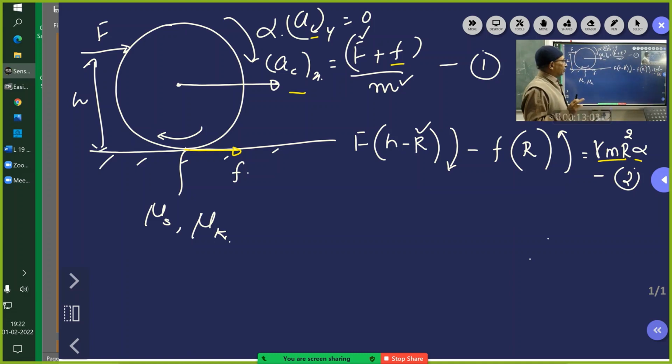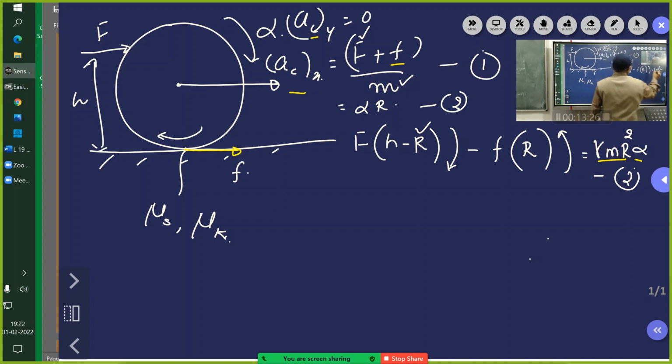Now, can we get one more equation? a_C of x should be equal to alpha into r. So we can get equation number 1, equation number 2, and equation number 3. First of all, we will try to eliminate f.